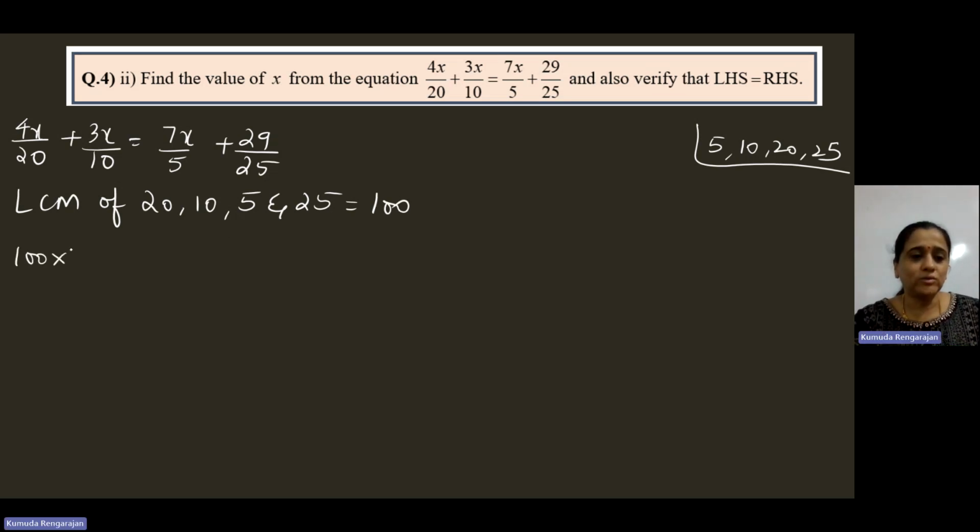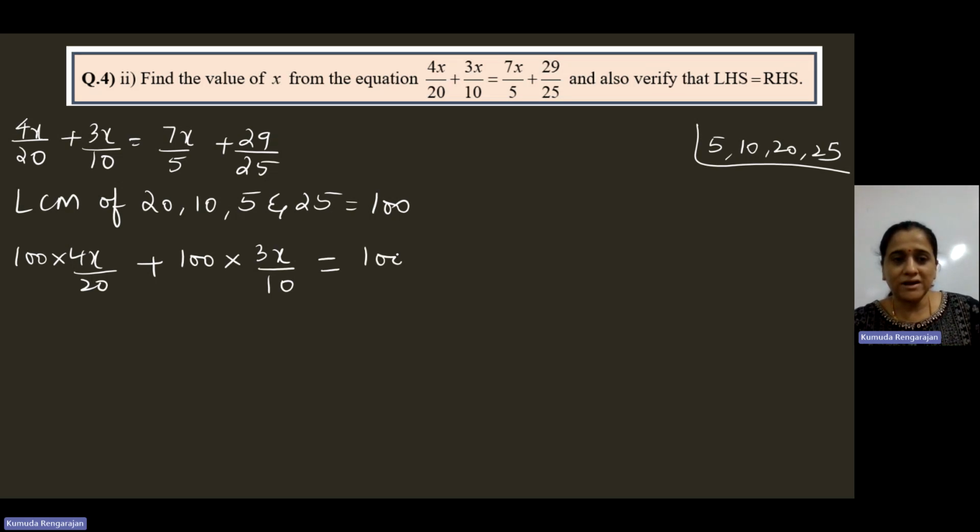100 into 4x by 20 plus 100 into 3x by 10 is equal to 100 into 7x by 5 plus 100 into 29 by 25.